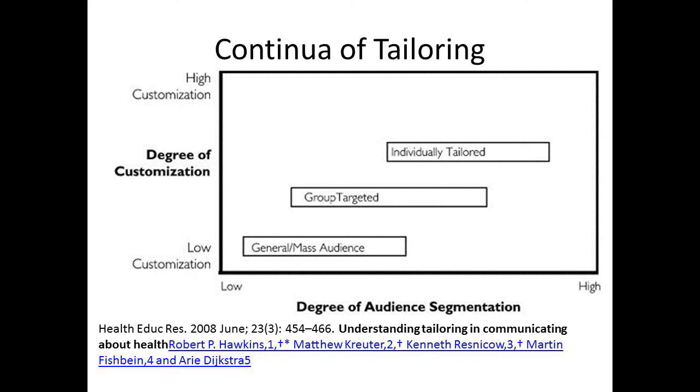So this is a continuum of tailoring, and I can hardly see the reference down there now, but we do have them printed out, and this is from Hawkins. They spoke about there being two aspects that we needed to look at. One was audience segmentation. This is the concept that we're trying to divide and distill our audience into more homogeneous groups.